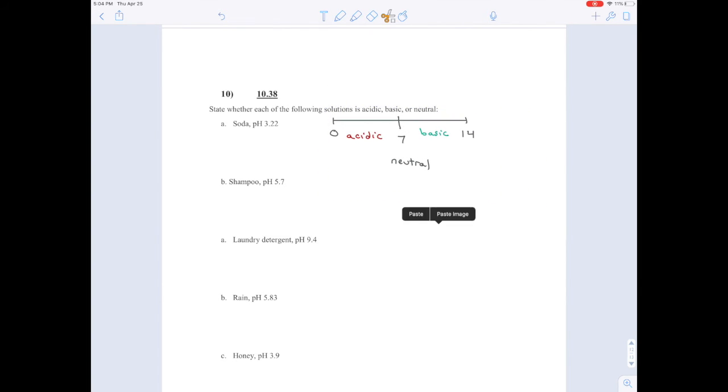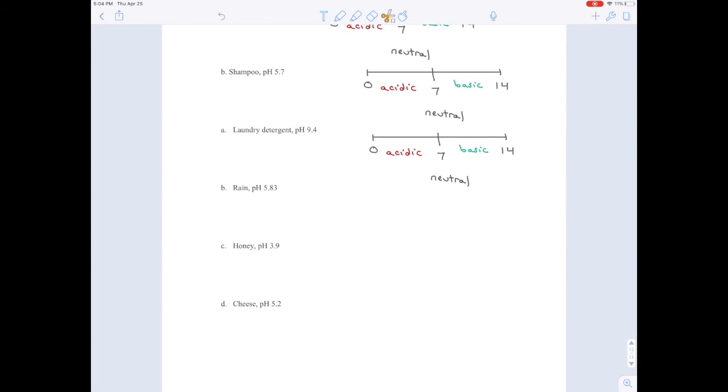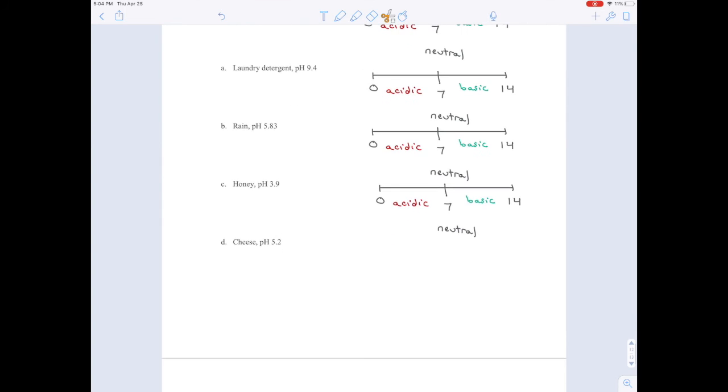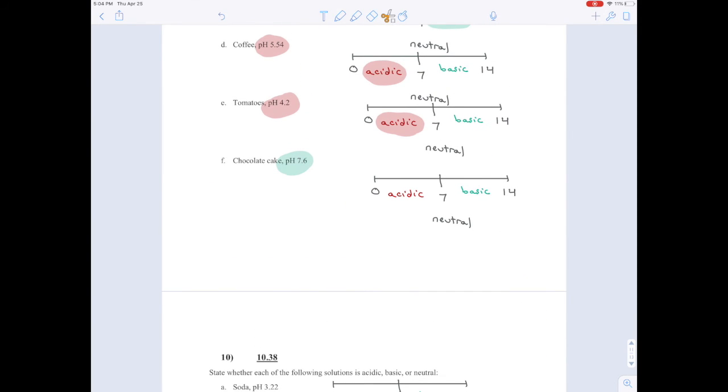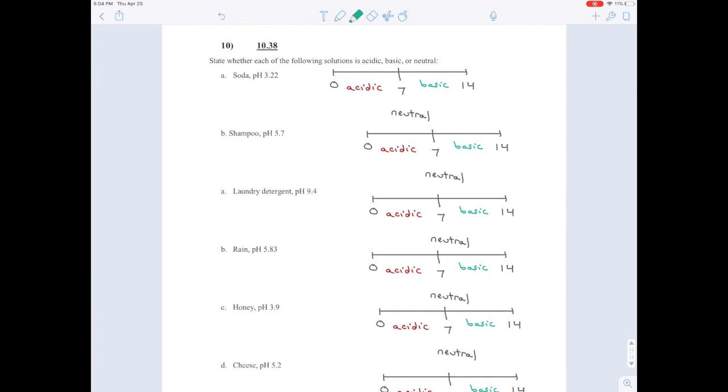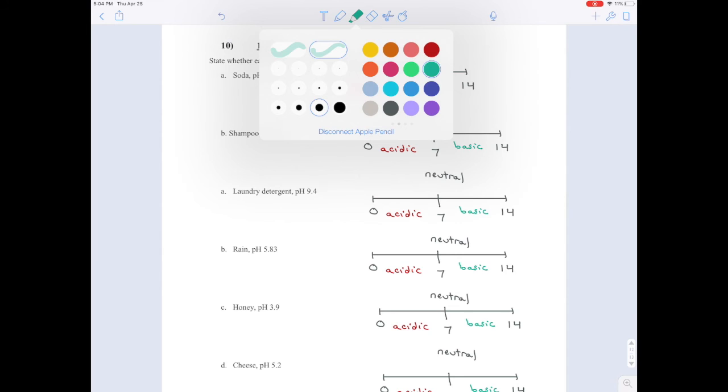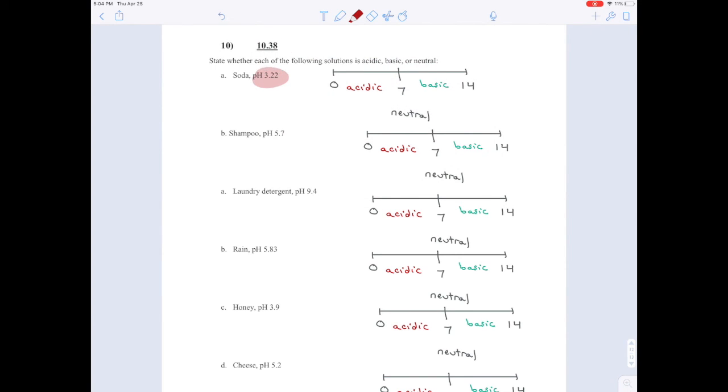Question 10 is basically the same thing. So you'd want to be able to draw the pH scale, label it, and then refer to it. That's your explanation for how you're determining whether these are acidic or basic. So we saw a second ago, 7.6 for chocolate cake. That's basic. For question 10, they give us soda. And here they tell us that soda has a pH of 3.22. That's between 0 and 7, so it is acidic.